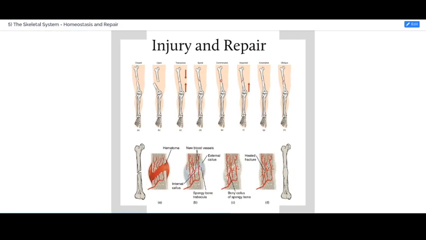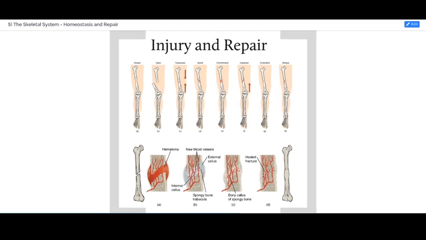We also want to consider how broken bones repair themselves. It's really another type of growth process, just within an already mature bone that has to repair damage to the tissue.